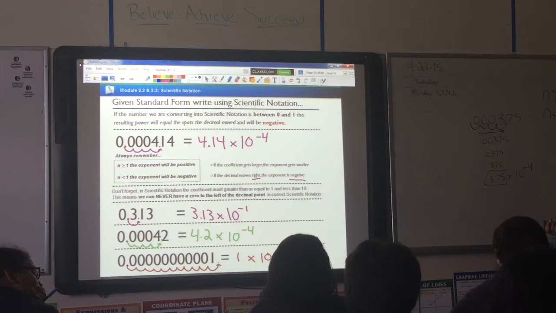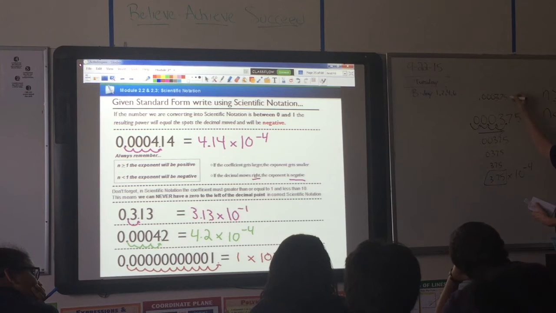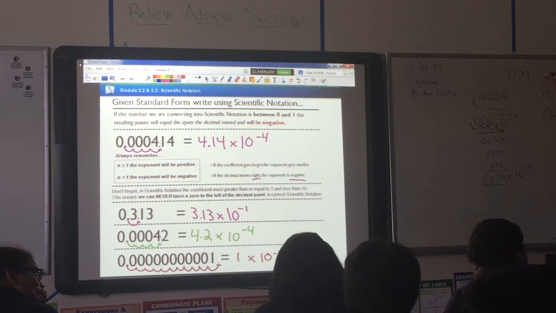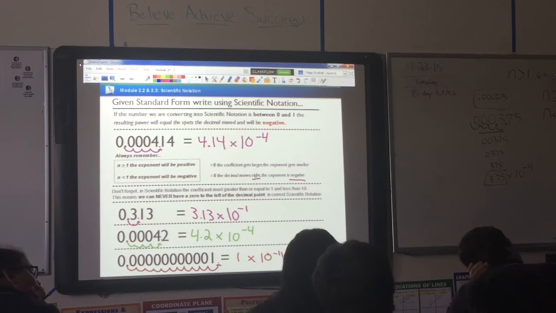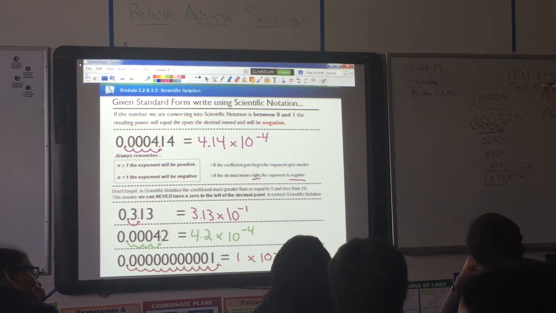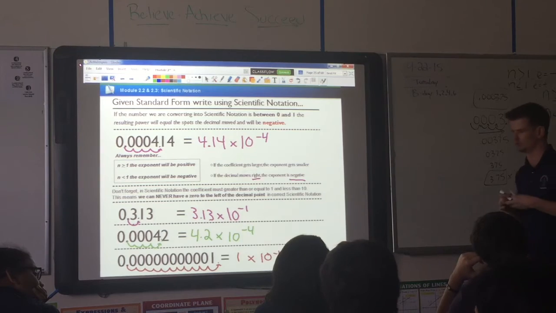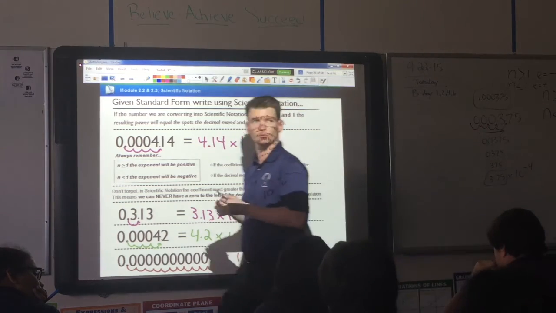The other way you could tell that the exponent is going to be negative, if we look at our original number here, is that number greater than 1? No. If the number is less than 1, then your exponent is going to be negative. If your number is greater than or equal to 1, then your exponent is going to be positive. Okay? That's the other way to remember. Whatever way works for you, I'm all about you learning multiple ways for me to teach.